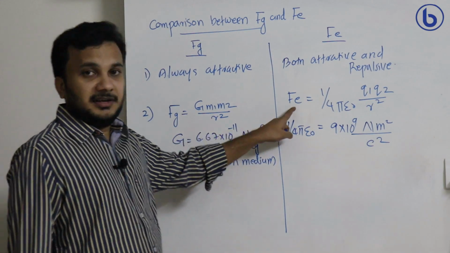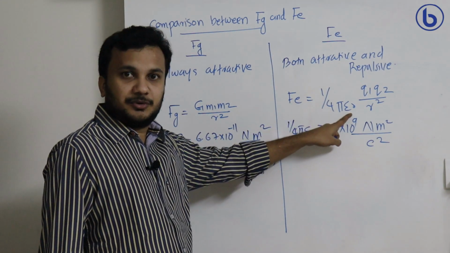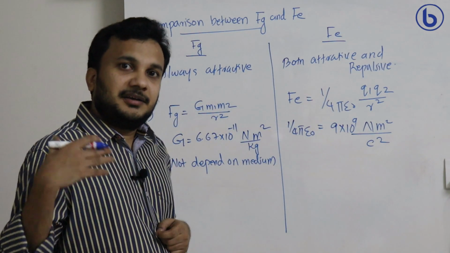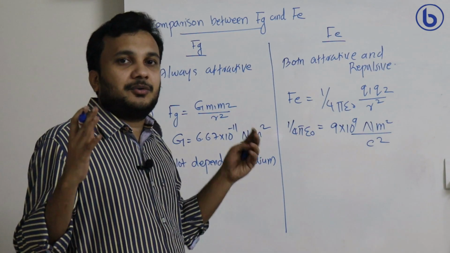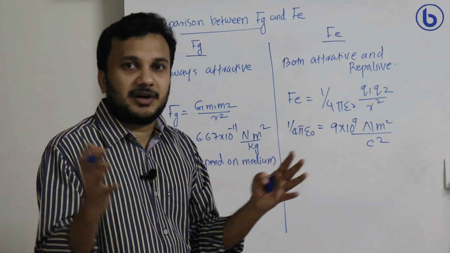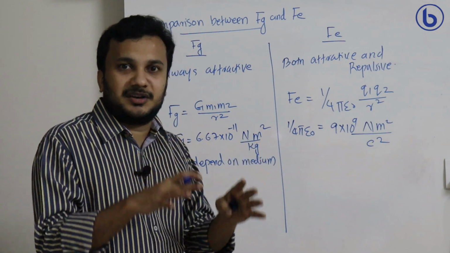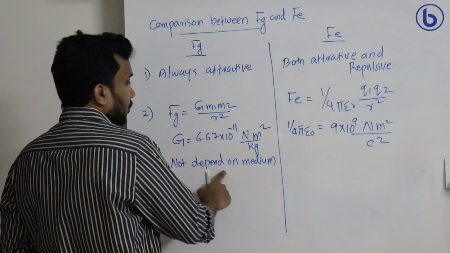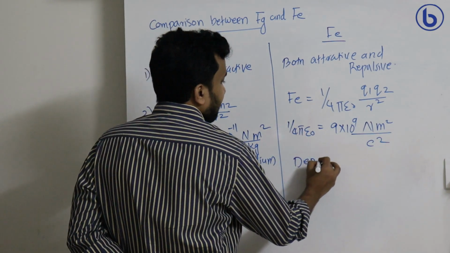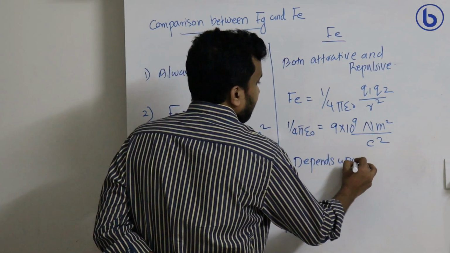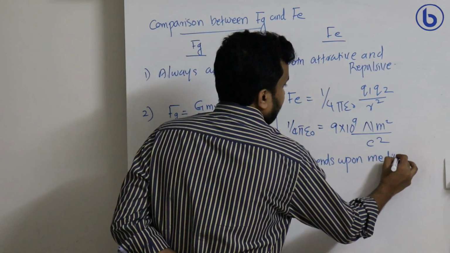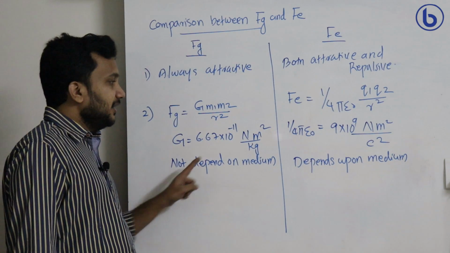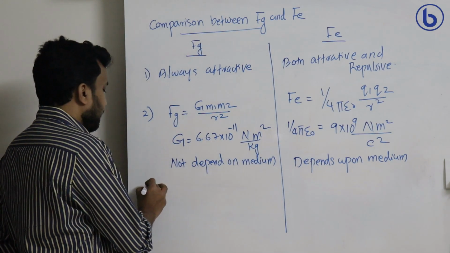But what about electrical force? Yes, electrical force depends upon the medium. Either it is epsilon 0 if it is in free space or normal air medium, or if it is in some other medium, for example, if we are going to find the attractive force between two charges in a water medium, or the repulsive force between two charges in a water medium, the medium changes, which means Fe changes. So Fg does not depend upon the medium, but Fe depends upon the medium. So two points we have written. And the third point.